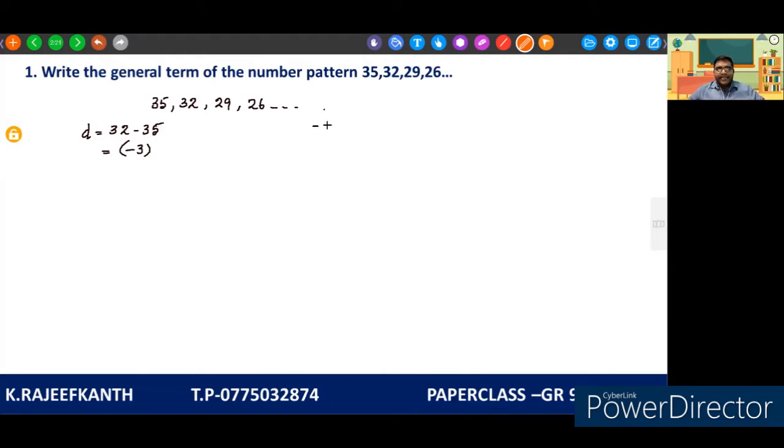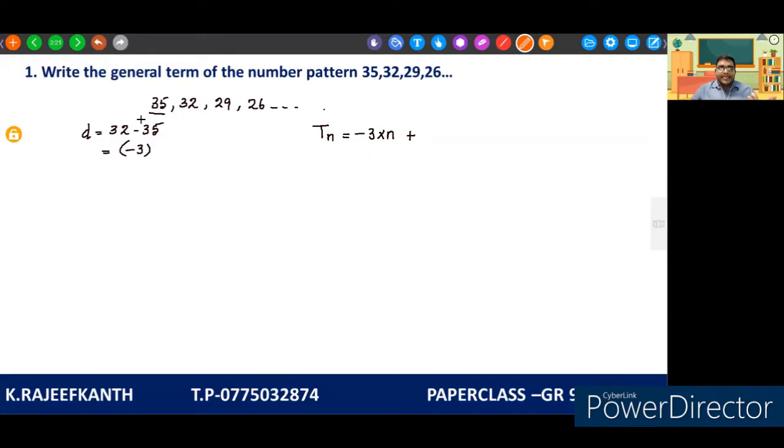So here Tn, the general term, is the nth term, right? Then Tn is equal to, here the difference is -3. So -3 times n plus. Now which number should we add? So here in this number pattern, 35 is the first term.